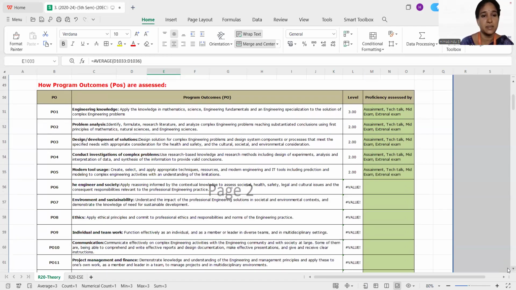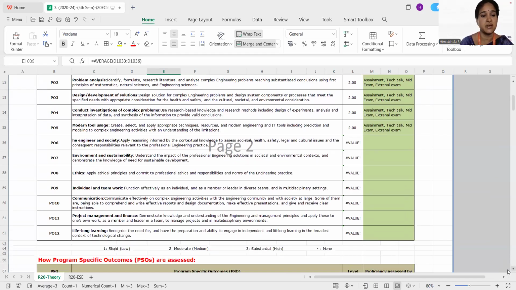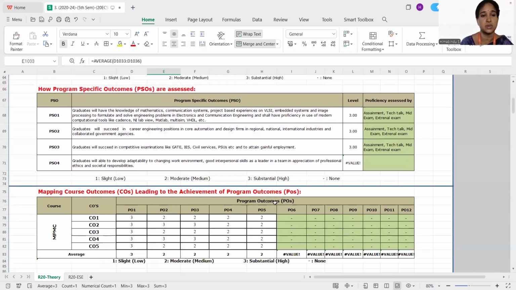Next, how program outcomes are assessed. The assessment of the program outcomes is carried out through various tools like marks in the assignment, tech talk, mid-examination, external examination. Similarly, the assessment of the program specific outcomes is also carried out through the same tools.